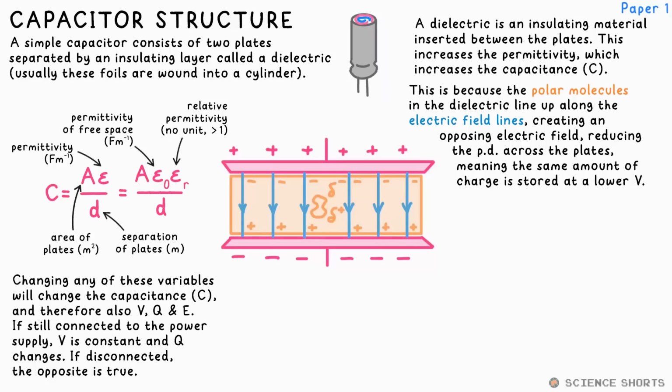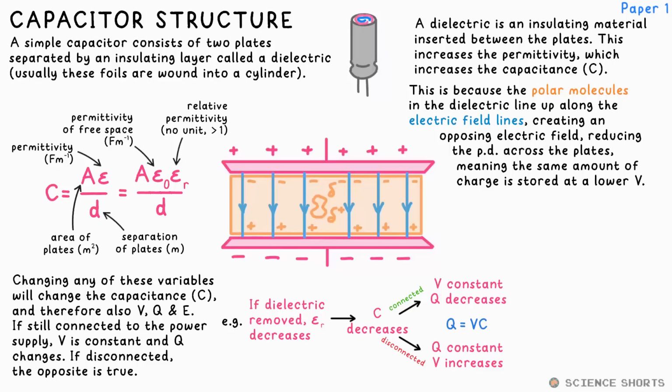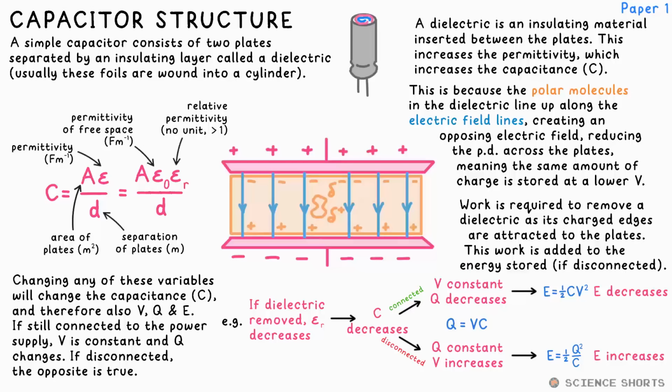If you change any aspect of a capacitor, A, d, or epsilon r, you can be asked what the knock-on effects are for V, C, Q, or energy. First, you need to know if the capacitor is still connected to the battery or not. If it is, V will stay constant and Q will change. If it's disconnected, Q is constant and V changes instead. It's a bit more complicated with energy as we have three equations to choose from. You choose one that has a constant in it, so if disconnected we choose E equals half Q squared over C. This example here can also be explained in terms of electrostatic potential energy.